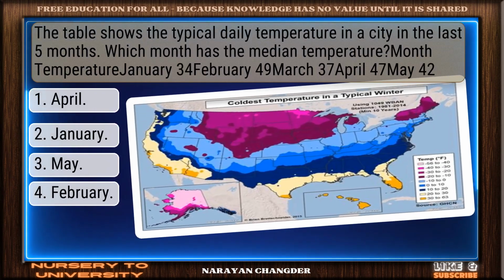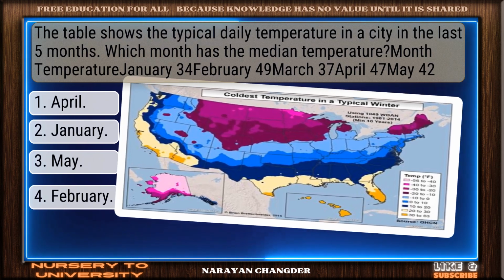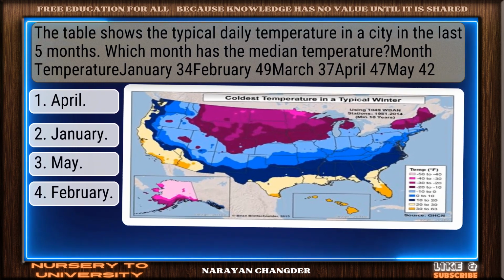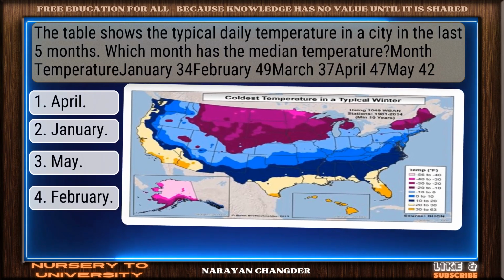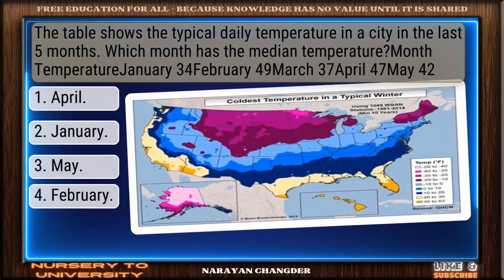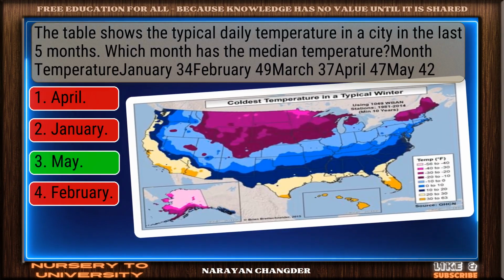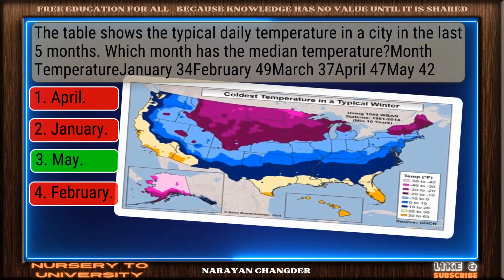The table shows the typical daily temperature in a city in the last 5 months. Which month has the median temperature? Month temperature: January 34, February 49, March 37, April 47, May 42. Good job. Your answer May works well here.